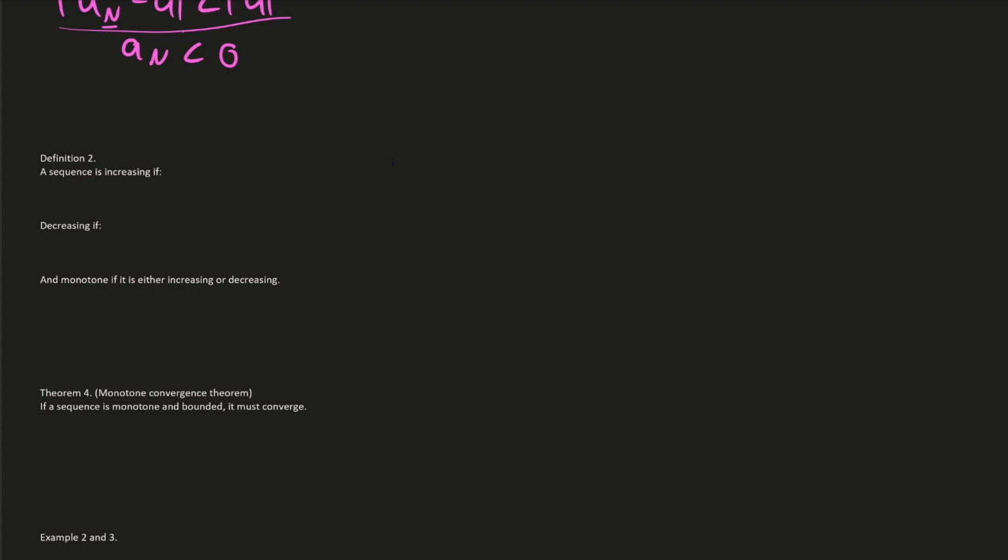So the next thing I want to do is define increasing, decreasing, and monotone so that we can look in a second at the monotone convergence theorem. A sequence is increasing if a_{n+1} is greater than or equal to a_n, and it's decreasing if a_{n+1} is less than or equal to a_n. So increasing if the successive terms are larger than the previous terms, and decreasing if the successive terms are smaller than the previous terms. And it's called monotone if it's either increasing or decreasing.